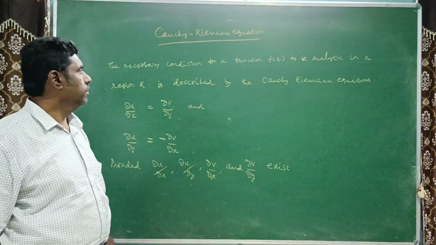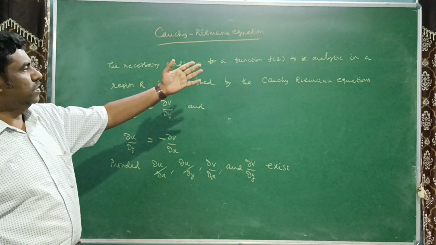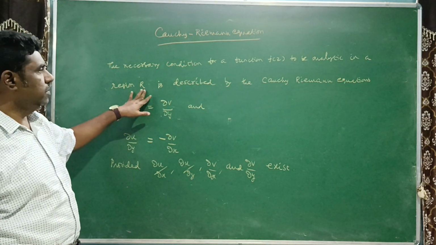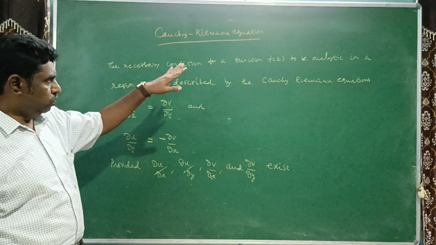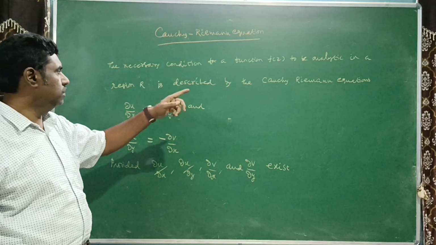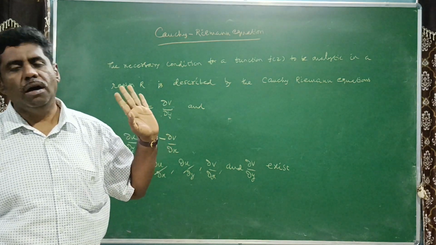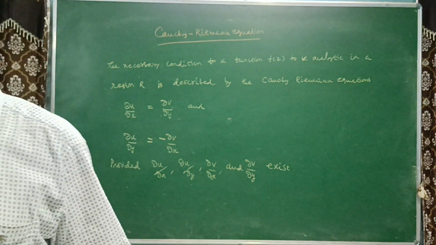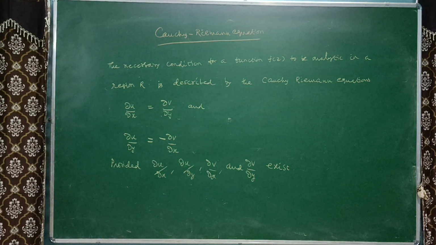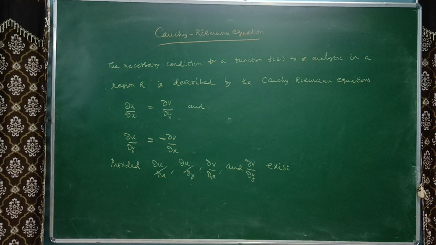Simply we can say the given function f(z) is analytic in a particular region if it possesses its derivatives in that region R. Now we have to derive the CR equations.